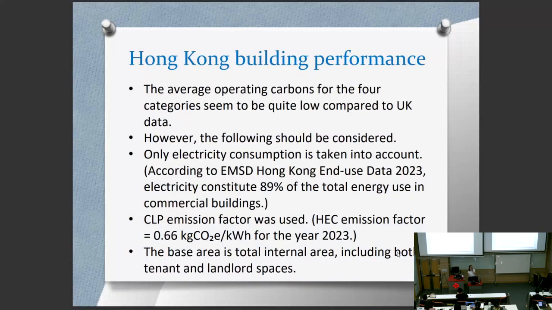Okay? So when we compare the data in different regions, we have to understand the assumptions behind.